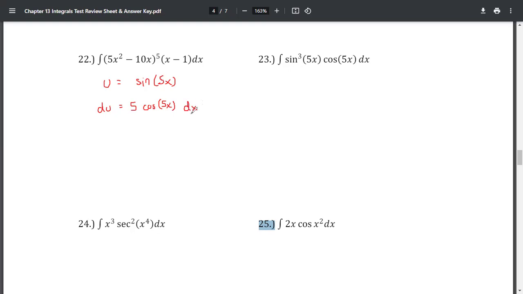Right, yeah. Now again, you ask the question, do you have this appearing in your integral? So do you have cos 5x dx in your integral? Yes, right. So you want to isolate this part, which means you want to get rid of this 5 somehow. How do you do that?